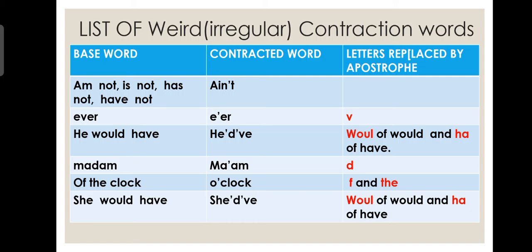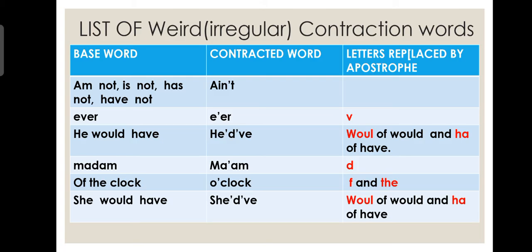Next is ever. Here from the word ever, V is replaced by the apostrophe. He would have. So here from he would, we are using two apostrophes, you see. He remains as it is. From would we have removed W-O-U-L and we have written 'd. And from have we have removed H-A. So for the phrase he would have, we are using two apostrophes. Okay, you should remember all these things.